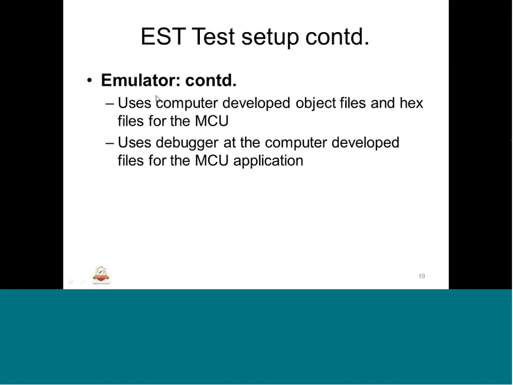So what the emulator does is, we compile for the target, and it produces the object files. Those object files and the binary or the image for the microcontroller, which is required, will be used by the emulator. It uses the debugger at the computer developed files for the MCU application. That means there is a debugger. That debugger will have knowledge of the entire MCU, and MCU corresponding applications can be debugged with the help of the emulator.